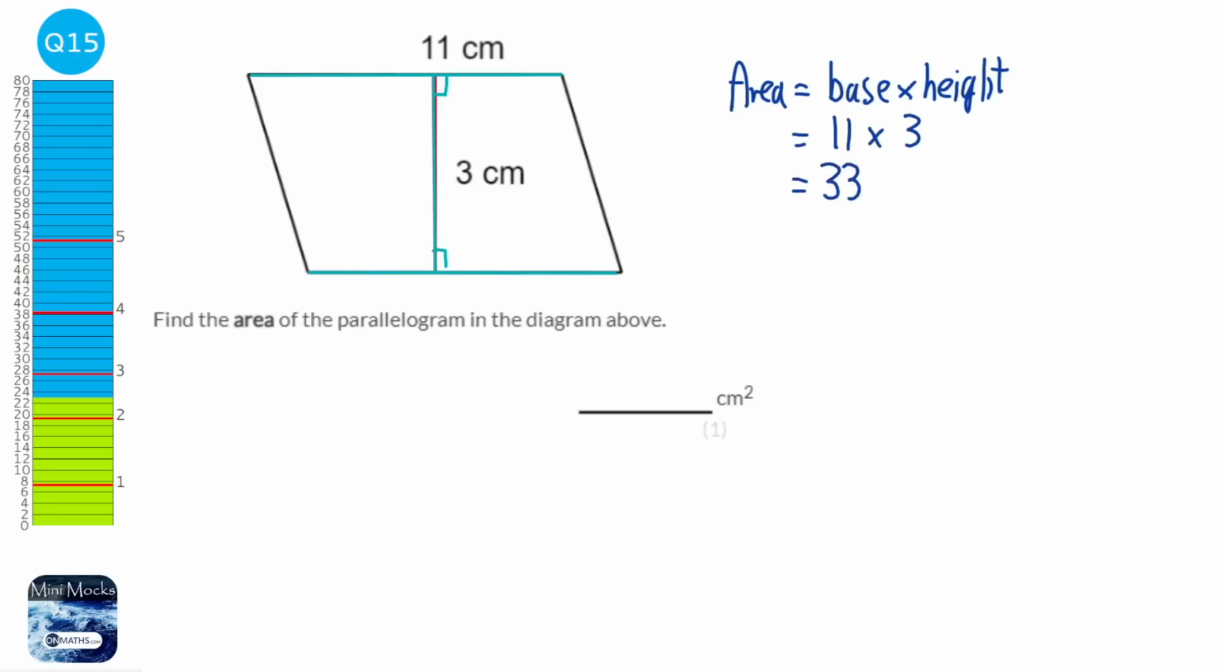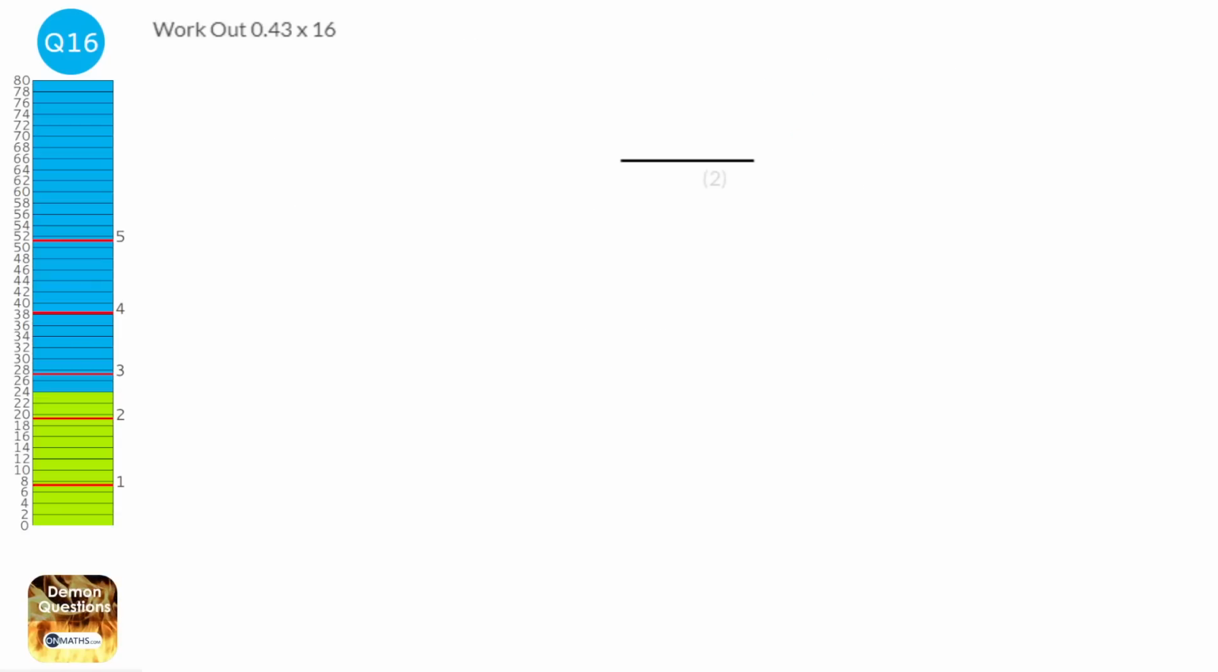Now both of the base and the height are in centimetres, therefore the area will be centimetres squared, 33 centimetres squared. Instead of doing 0.43 times 16, I'm going to do 43 times 16. So I'm just going to get rid of the decimal and change it to 43. But I've got to remember what I've done. So how have I managed to do that? Well, I've times it by 100, and that will be important at the end.